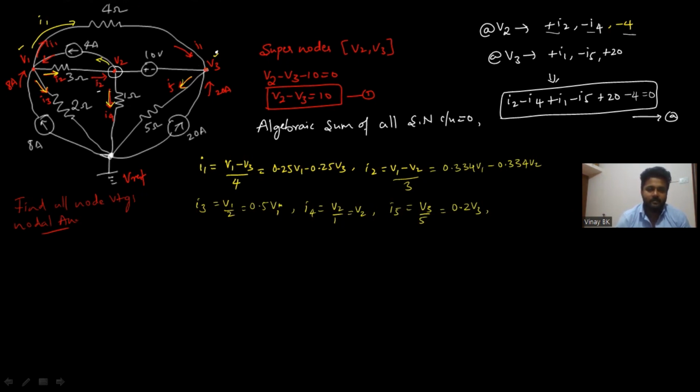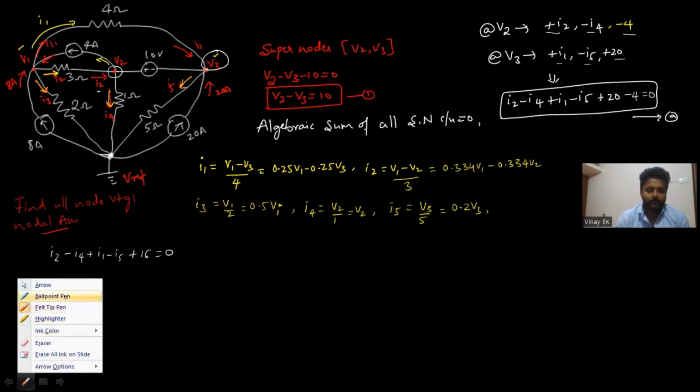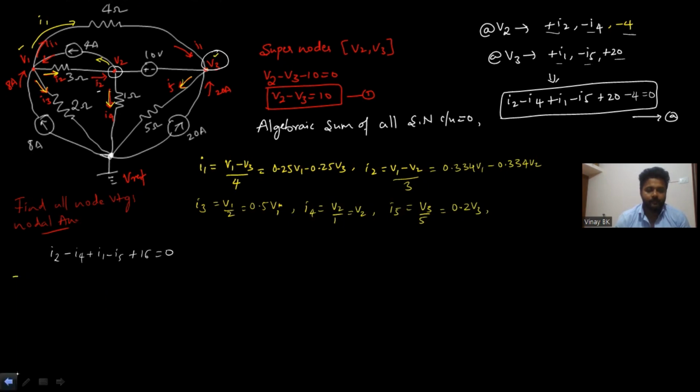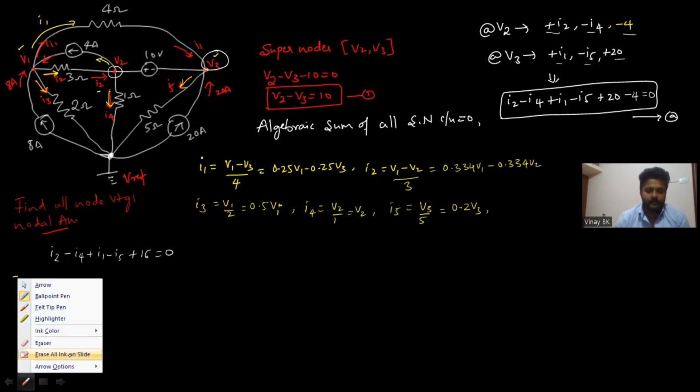Similarly, look into V3. I1 is entering, so plus I1. I5 is leaving, so minus I5. 20 ampere is entering, so plus 20. So the algebraic sum of these is I2 minus I4 plus I1 minus I5, and 20 minus 4 is plus 16, equals 0. Now substitute these values.